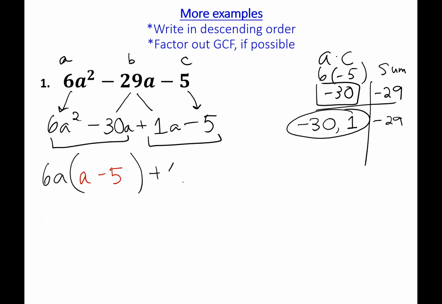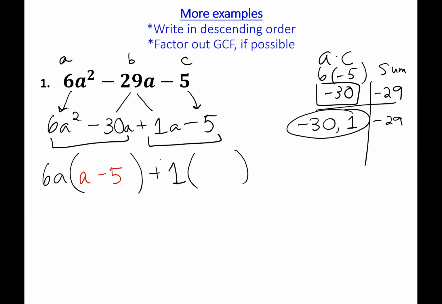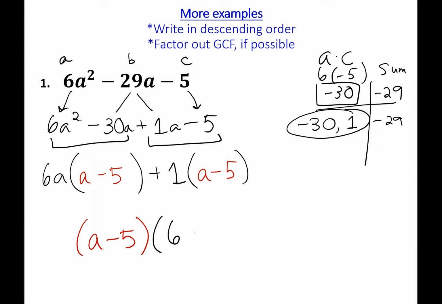So if you're factoring by grouping and you feel like there's no GCF, take out a 1. 1a minus 5, if I divide it by 1, I just get 1a minus 5, or a minus 5. So I have 6a parentheses a minus 5 plus 1 parentheses a minus 5. All right, so a minus 5 is that common factor. And then my outside terms that are left over, that's 6a plus 1.